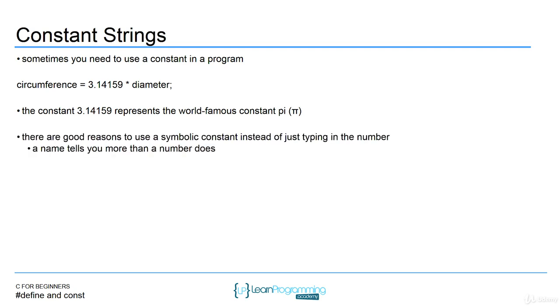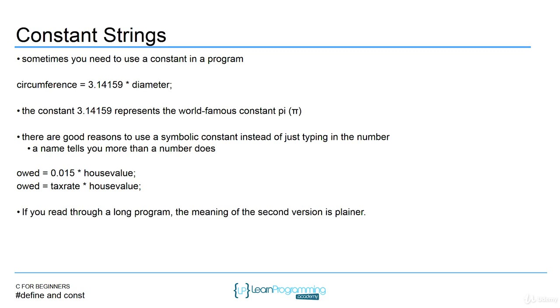So there are good reasons to use a symbolic constant instead of just typing in the number every time. First off, a name tells you a lot more than a number does. Tax equals 0.015 times house value is much less meaningful than tax equals tax rate times house value. So we want to have variable names that represent numbers that never change. If you read through a long program, the meaning of the second version is a lot plainer. It's a lot easier to look at that code and understand that 0.015 represents the tax rate.